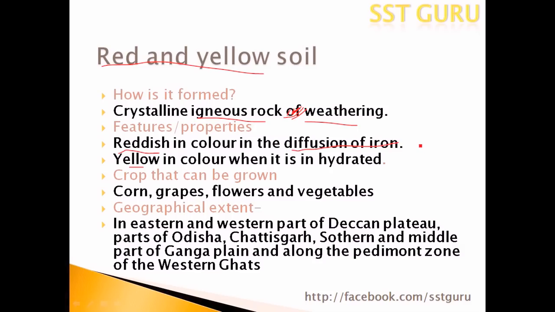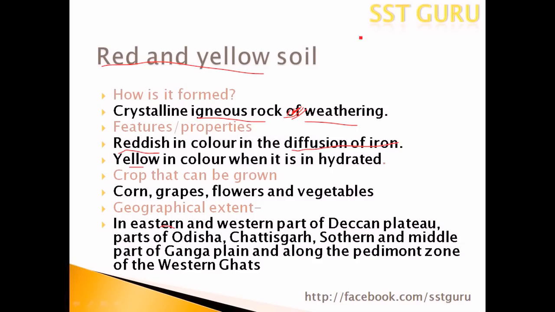Just to remember this, I'll tell you one small thing. You have iron content in your blood, you have hemoglobin. What is the color of your blood? It's red, right? So same thing, red soil has iron content, so it is red in color. Fine. Now coming on to the yellow color. So why do you get this yellow color? You get this yellow color because when the soil is hydrated to a high extent, the iron gets leached.